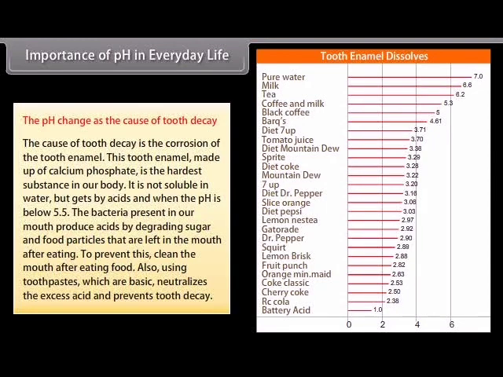in our mouth produce acids by degrading sugar and food particles that are left in the mouth after eating. To prevent this, clean the mouth after eating food, also using toothpaste, which is basic in nature, and it can neutralize the excess acid and prevent tooth decay.